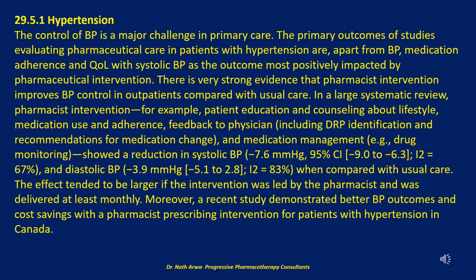And diastolic BP, negative 3.9 mm of mercury, that is negative 5.1 to negative 2.8, I squared equal to 83%, when compared with usual care. The effect tended to be larger if the intervention was led by the pharmacist and was delivered at least monthly. Moreover, a recent study demonstrated better BP outcomes and cost savings with a pharmacist prescribing intervention for patients with hypertension in Canada.